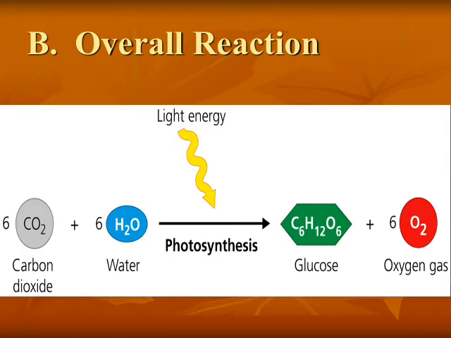And let's review a little bit. What kind of molecule is glucose? It has carbon, hydrogen, and oxygen in a 1 to 2 to 1 ratio. Therefore, it's a carbohydrate. Secondly, you can tell it's a carbohydrate because glucose ends in OSE.